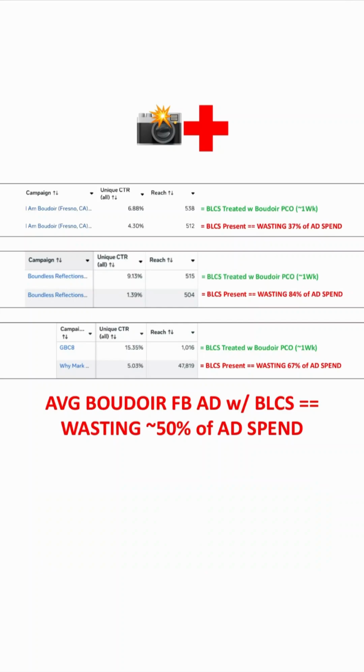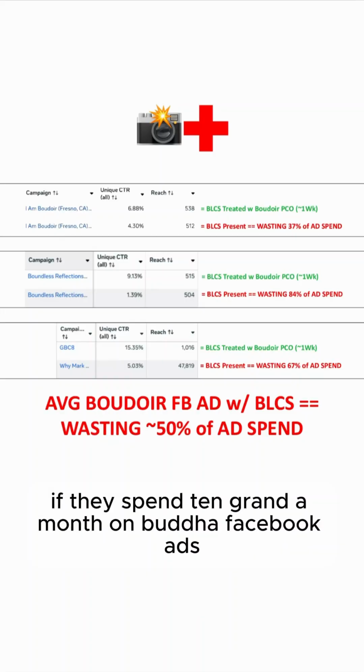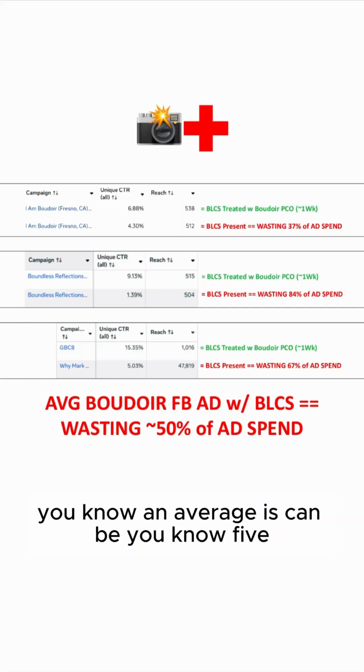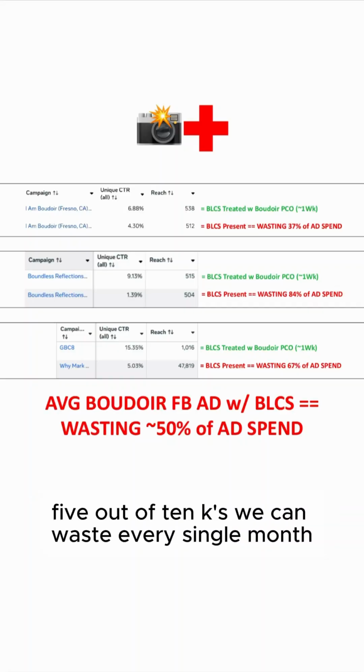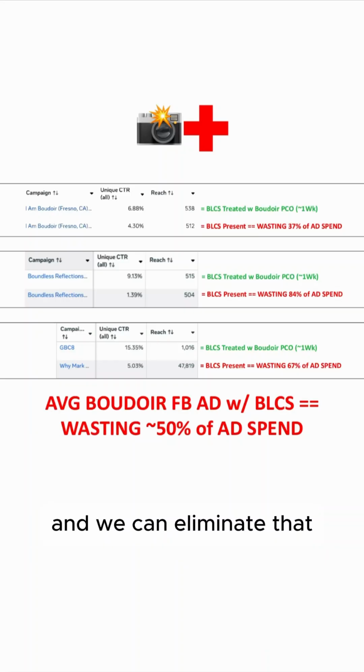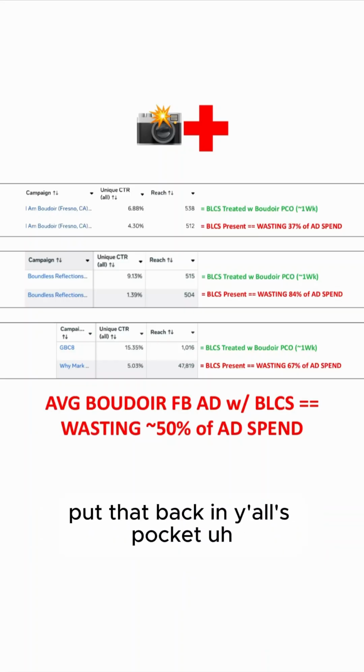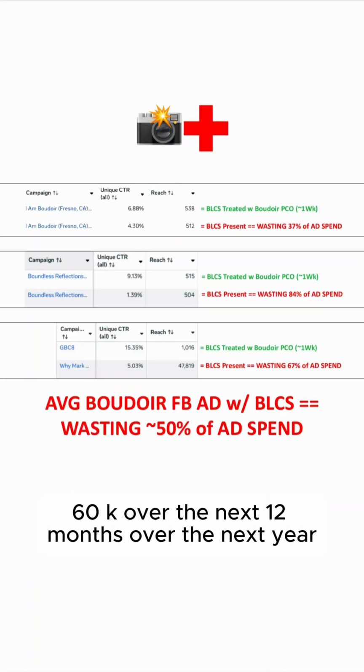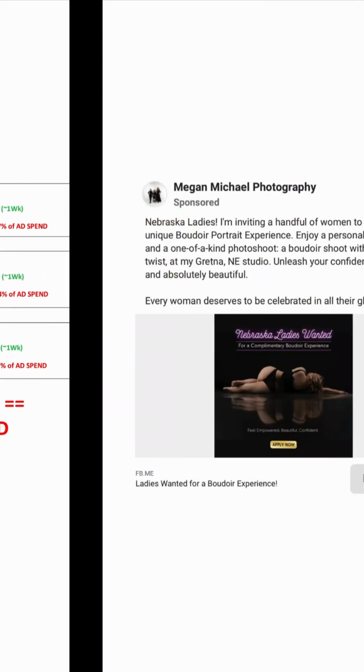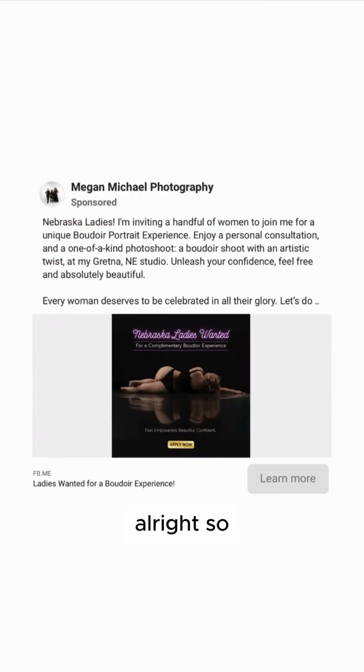So if they're spending 10 grand a month on Boudoir Facebook ads, on average, it's going to be five out of 10K being wasted every single month. And we can eliminate that, put that back in y'all's pocket, approximately 60K over the next 12 months, over the next year.